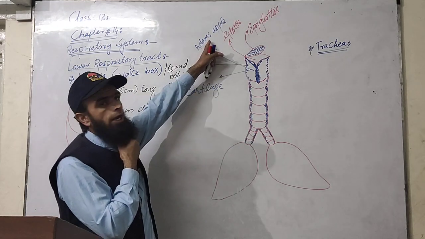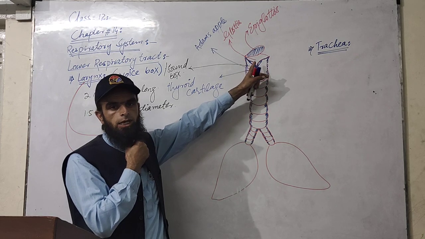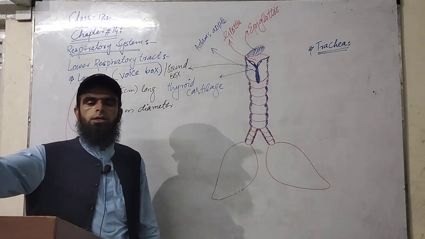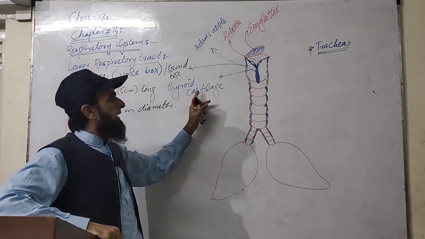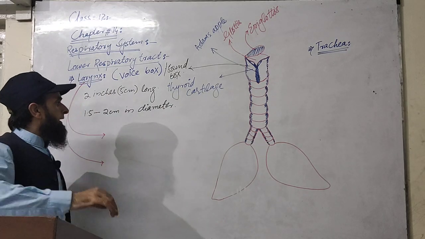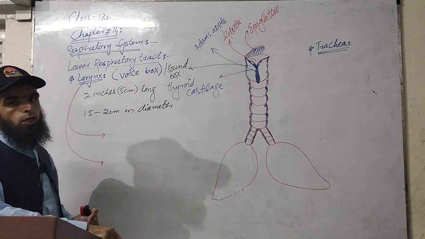Which is called Adam's apple. I have told you that this is made of cartilage before 20 years of age. After 20 years of age onward, this cartilaginous plate is converted into bony cells or bony structures. Now, along with that, we have to talk about its location as well.